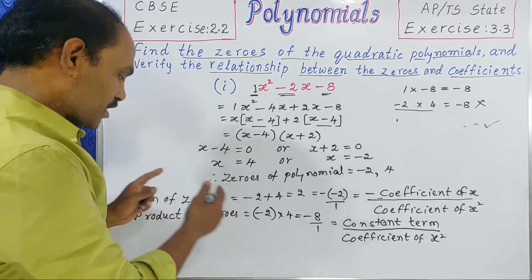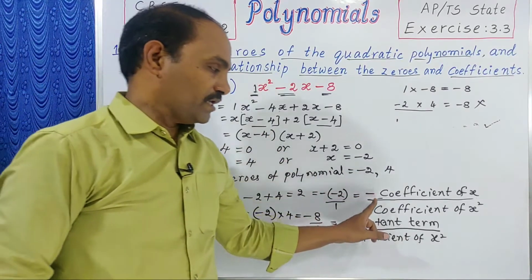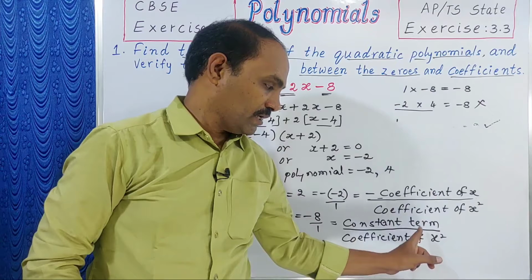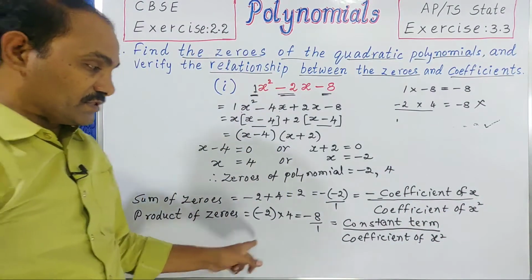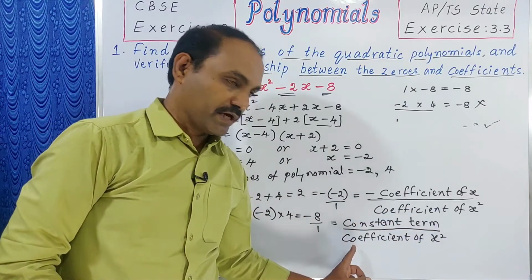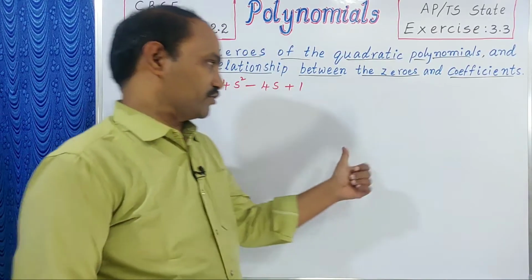Is it, students? Now what is the relation here? Sum of the zeros is equal to minus coefficient of x by coefficient of x square. Product of the zeros is equal to constant term by coefficient of x square. Let us check second question in first Roman.